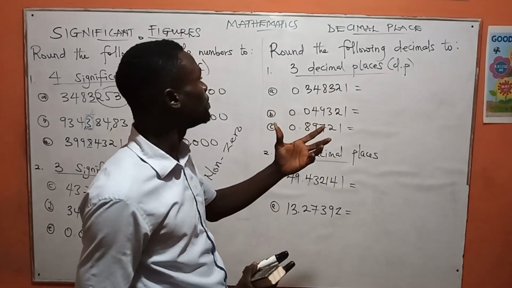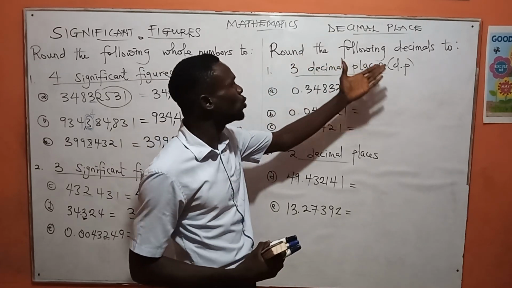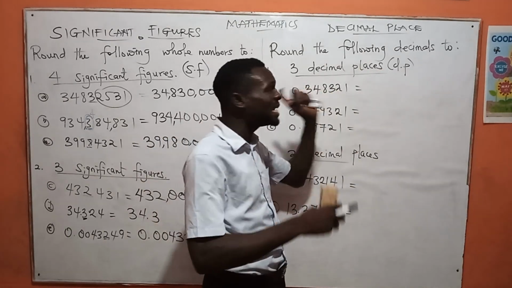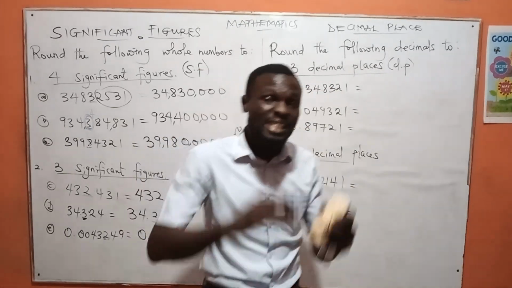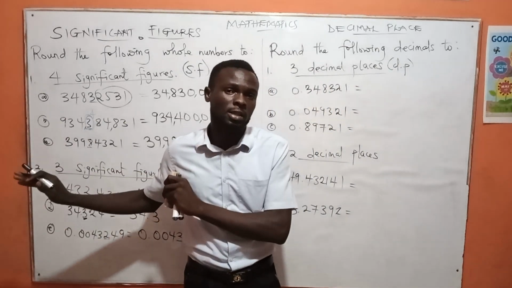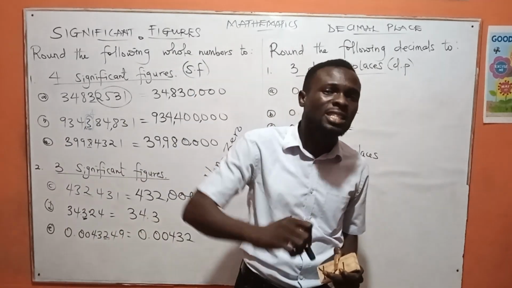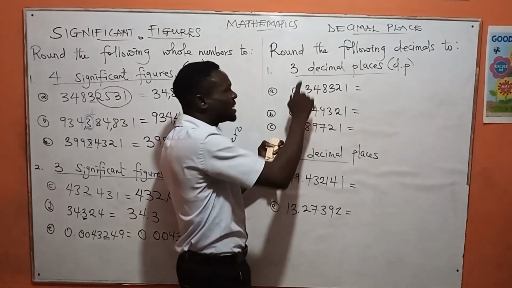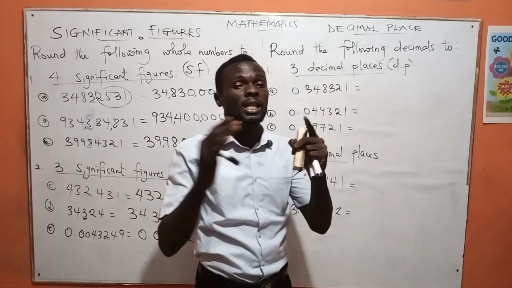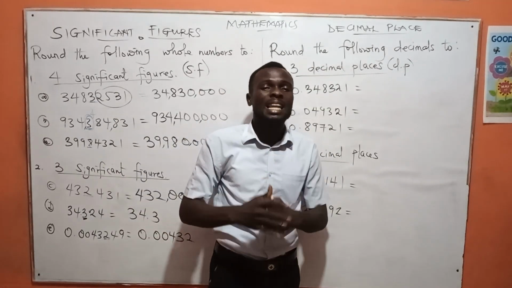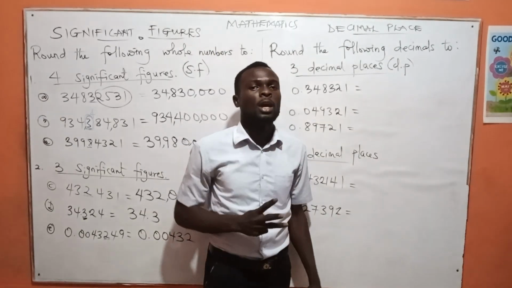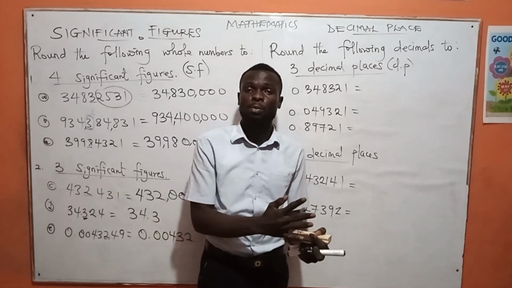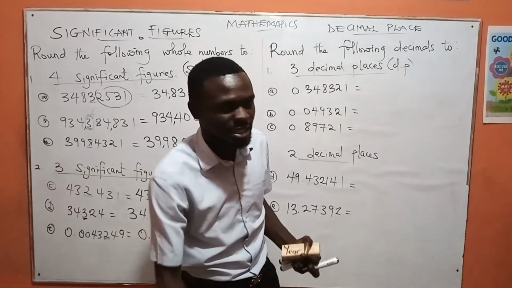So it says decimal places. Round the following decimals. Now we also said that decimal places are different from significant figures. With the decimal place, we start right after the decimal point. So if you look at the first number and it says to 3 decimal places, what it's telling you is that after the decimal point, let there be 3 numbers. So if we say 4 decimal places, after the decimal point, let there be 4 numbers.